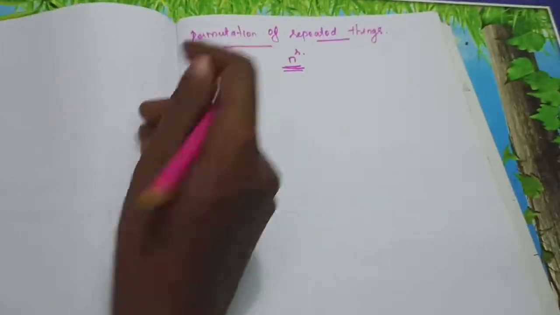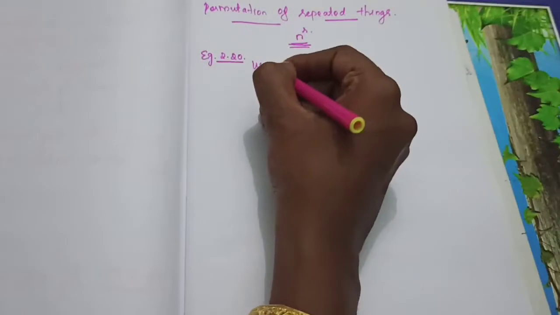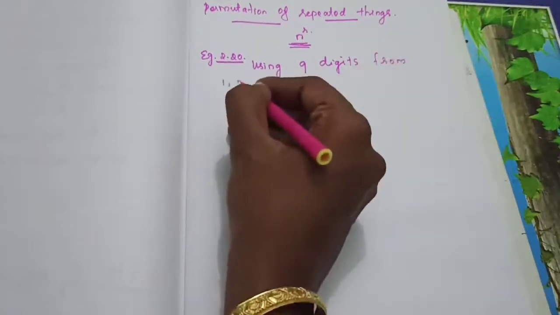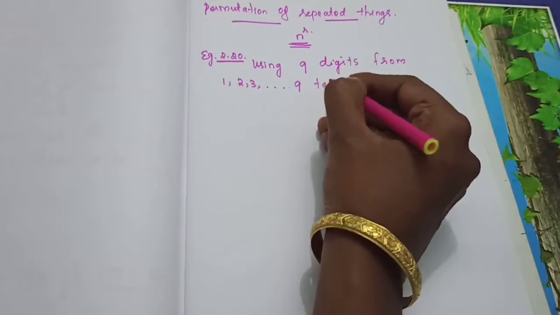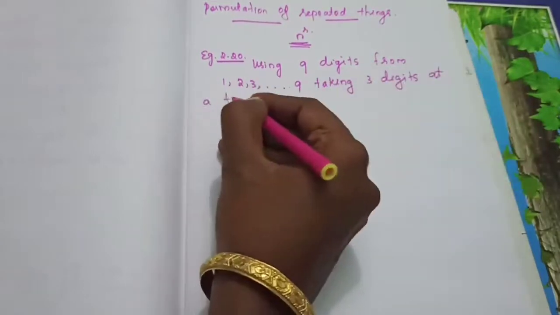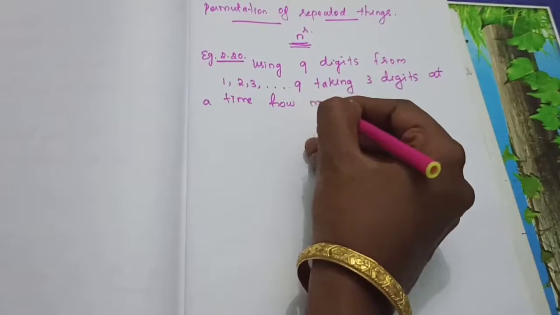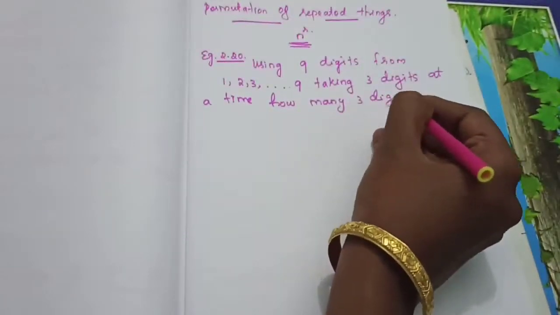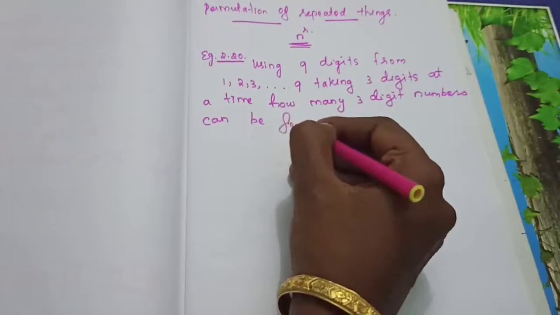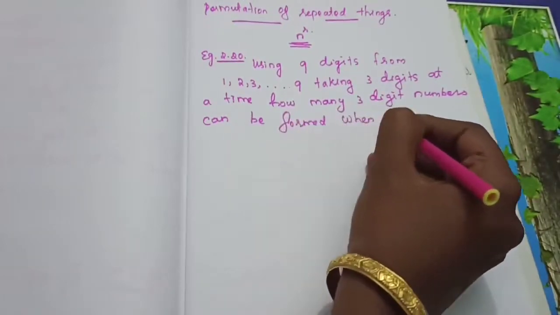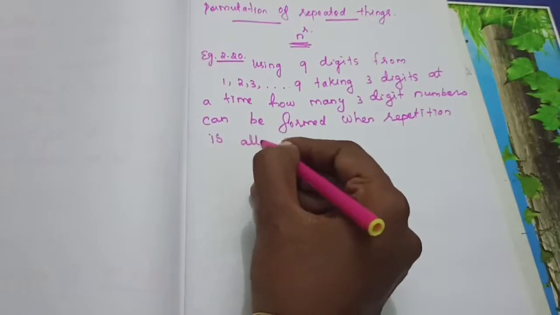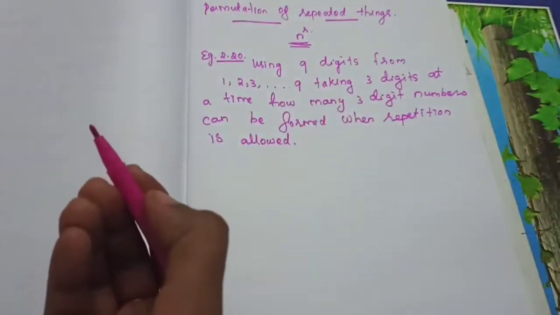So example 2.20. Using 9 digits from 1, 2, 3, etc. up to 9, taking 3 digits at a time, how many 3-digit numbers can be formed when repetition is allowed? When repetition is allowed, so what's the formula? n power r.